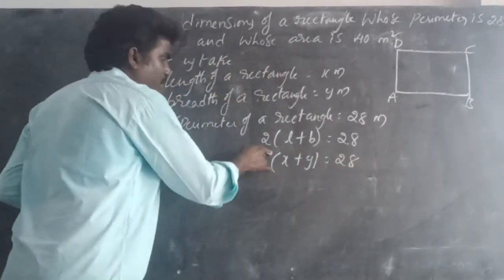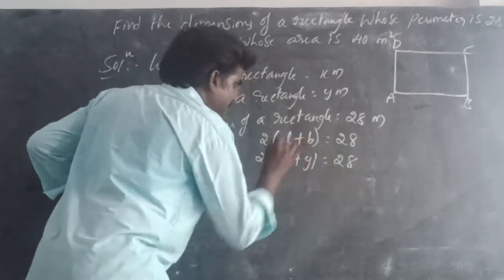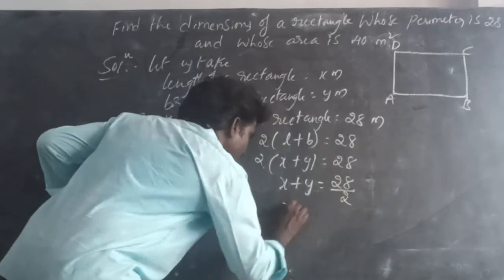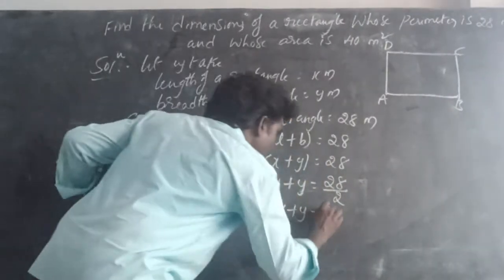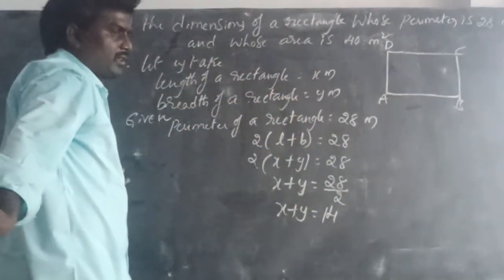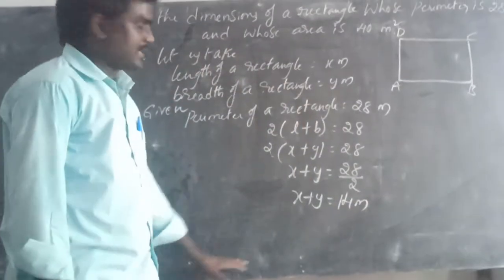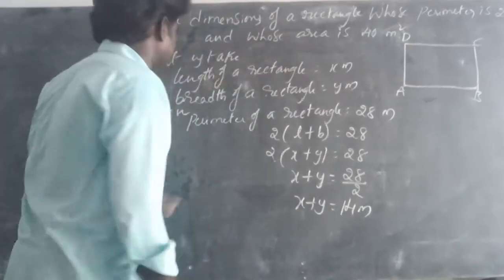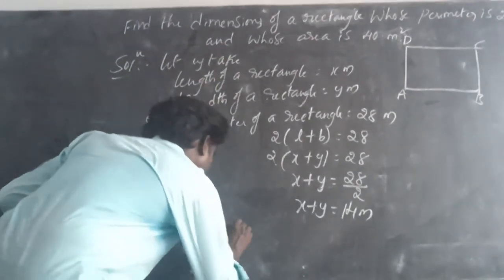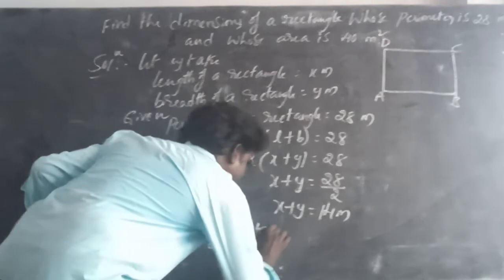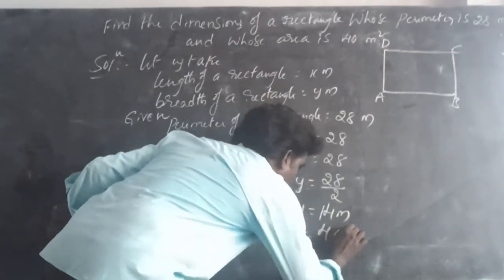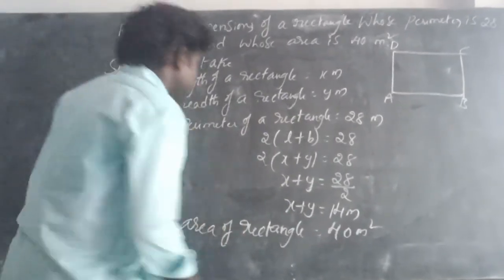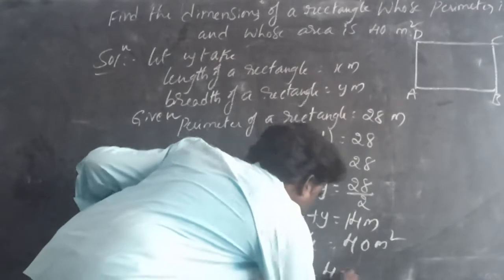Here 2 is multiplied, so this 2 goes to the right side and divides. x plus y is equal to 28 by 2. 2 ones are 2, 2 fourteens are 28. So x plus y is equal to 14 meter. Next, what is given? The area of the rectangle is 40 meter square. The area of a rectangle is length into breadth, so x into y is equal to 40 meter square.